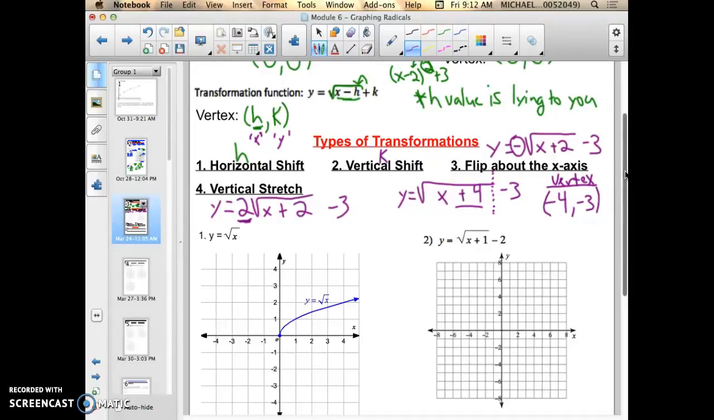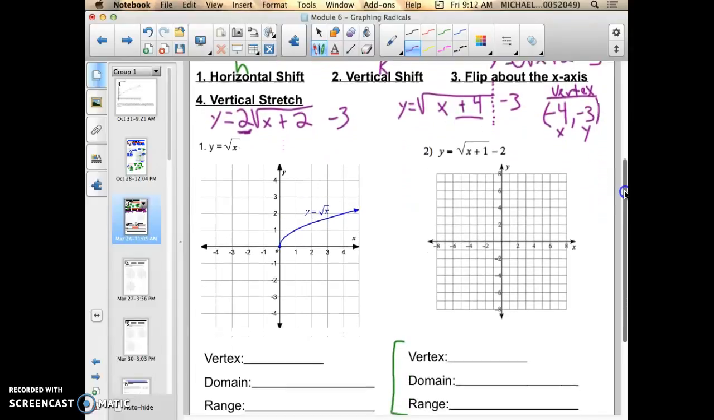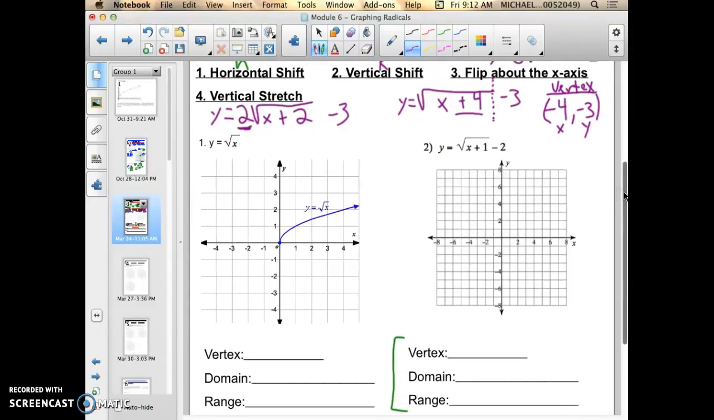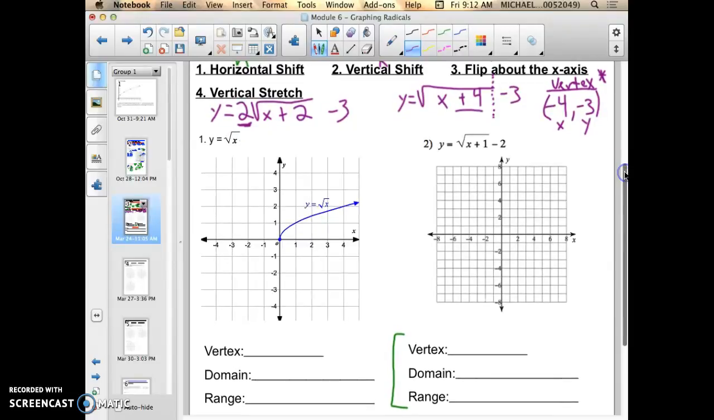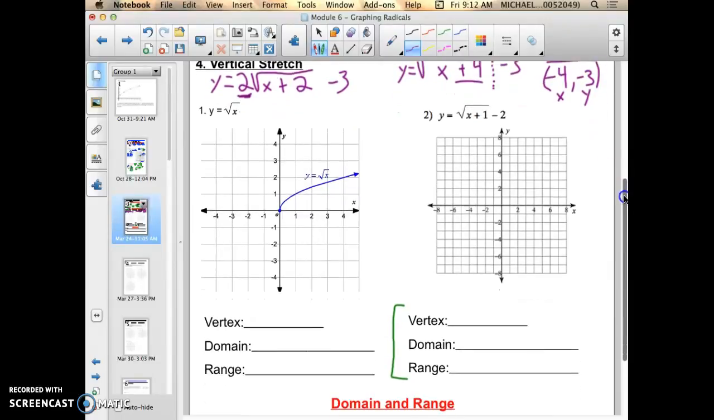So that is my vertex, and that's the process I want you to be able to do: identify the vertex every time, with the h value lying to you and the k value telling the truth. And this is my x and my y. So I could plot that and go with it. So please review how to find a vertex if that process isn't solid for you.